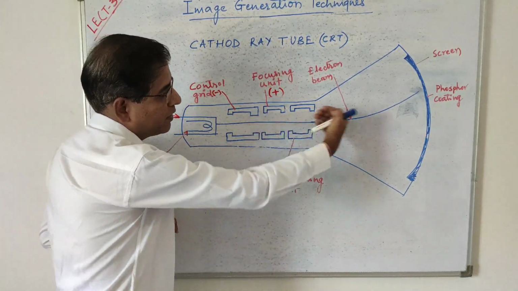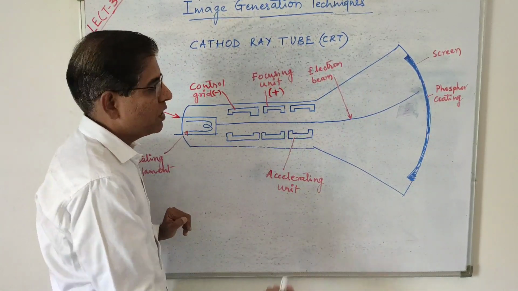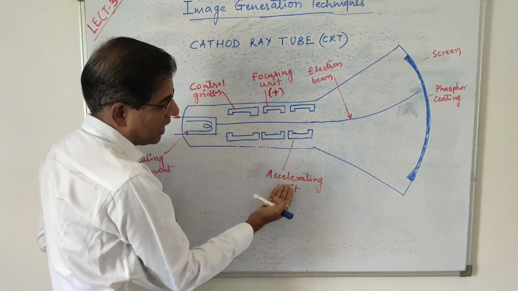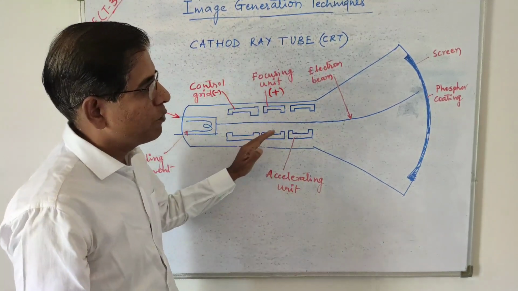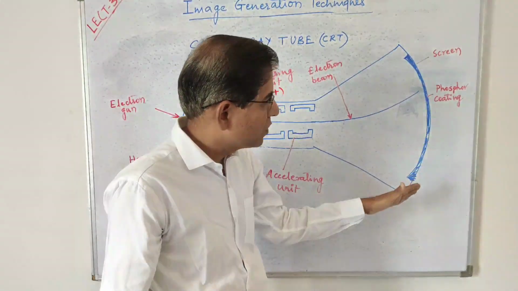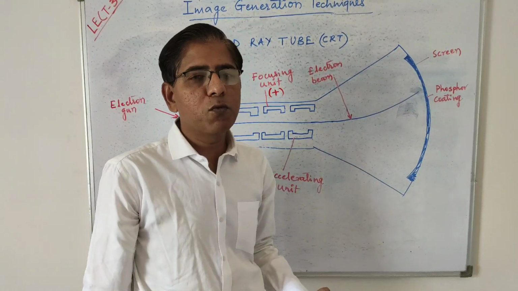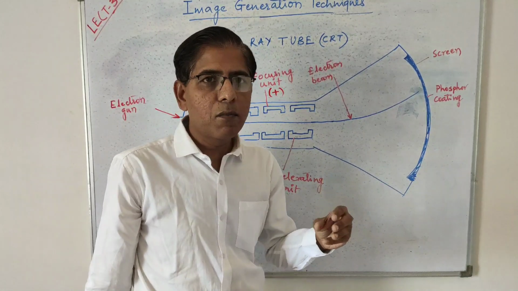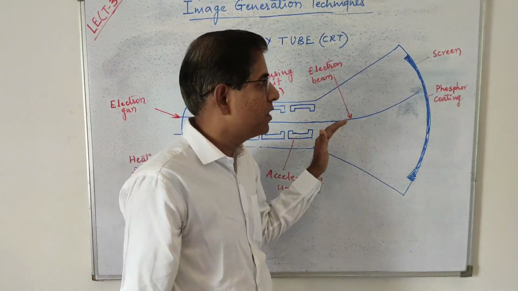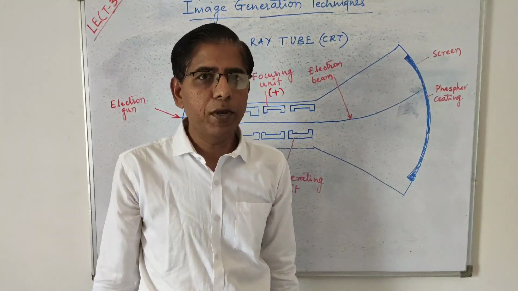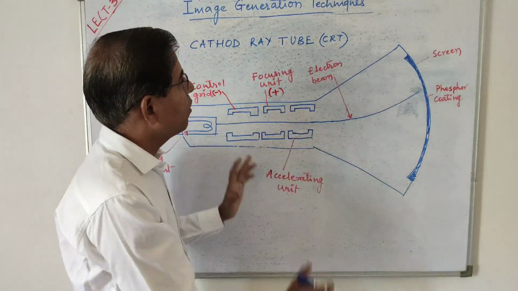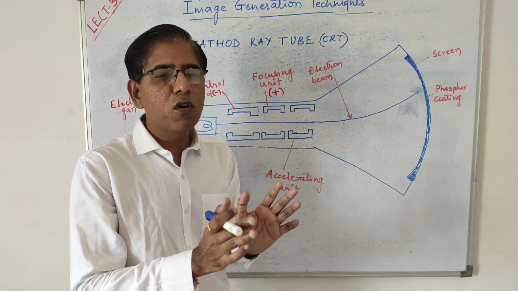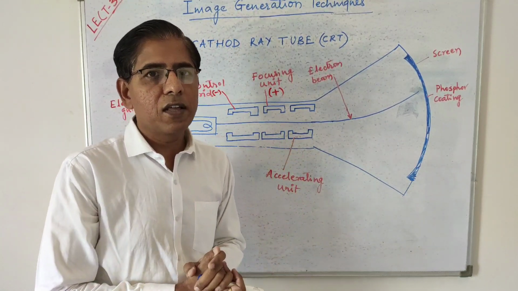To accelerate the speed of these electrons, or the electron beam, this accelerating unit is provided, and then from the inside of the screen a phosphor coating is provided so as to get a bright spot on the screen whenever there is a striking of the electron beam. So this is the working of CRT, and all the CRT based monitors work on the principle of this cathode ray tube.